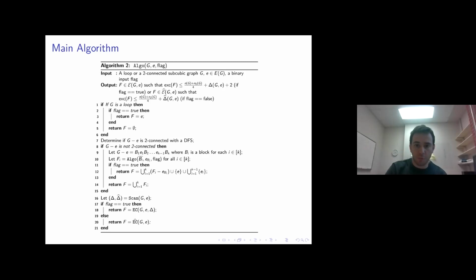And so here is our main algorithm. I'll just emphasize on lines 18 and 20, we have to run a subroutine. At first, line 1 checks if it's a trivial case, if it's a loop, or a single vertex with an edge. Otherwise, it determines if the graph's a chain and then runs the algorithm recursively on each of the chain blocks, how you would imagine it would work. And if G minus E is 2 connected, then it has to run these 2 subroutines, which I'll briefly cover now.